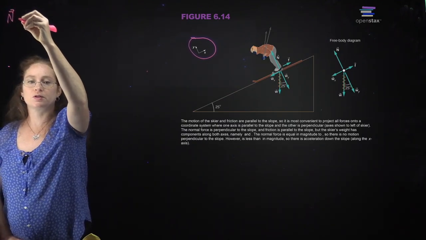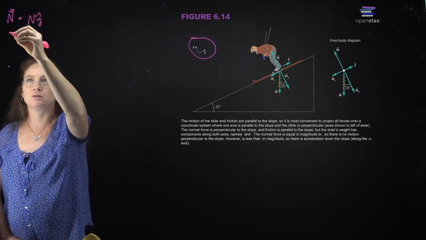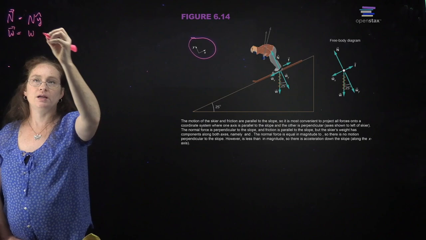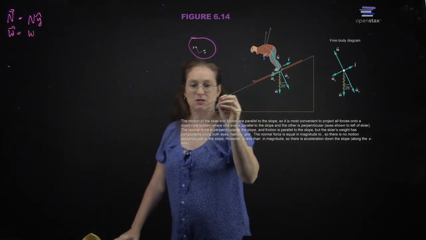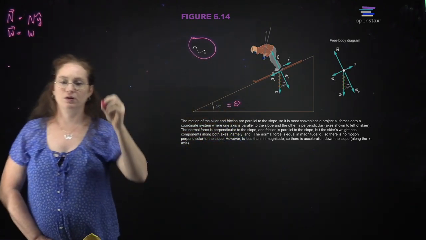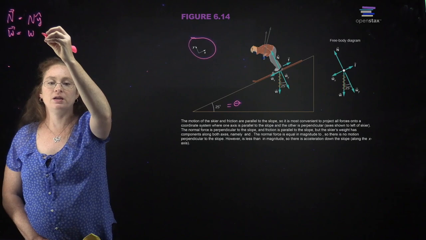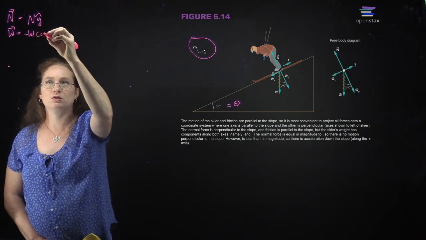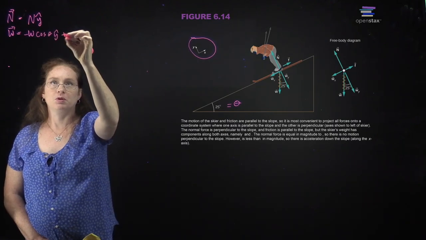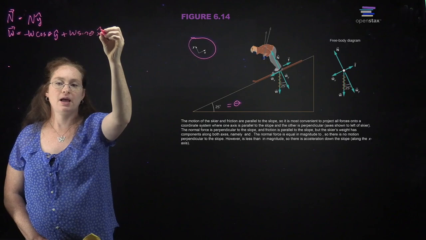The normal force is equal to the magnitude of the normal force, y hat. Weight is equal to weight. I'm going to call this angle theta, because I like keeping everything as variables. So we have weight: negative weight cosine theta y hat plus weight sine theta x hat.